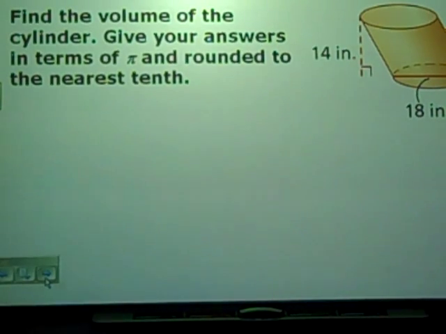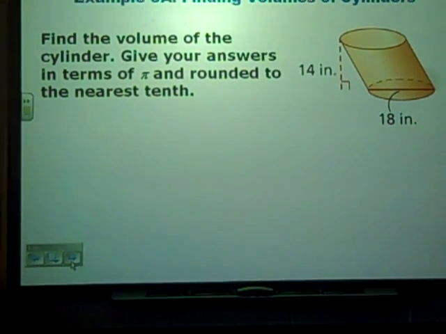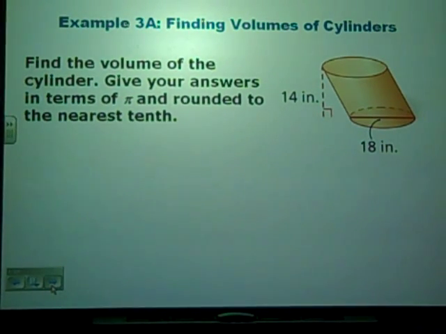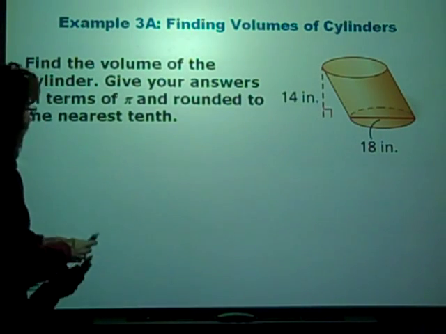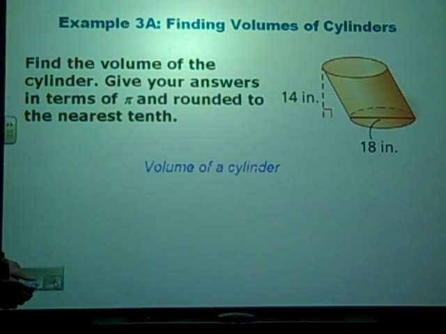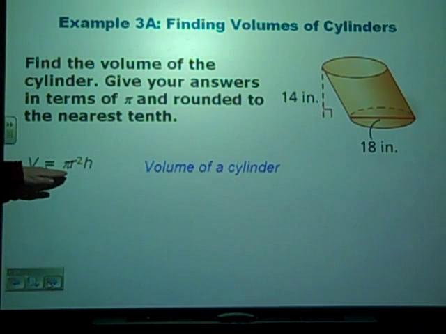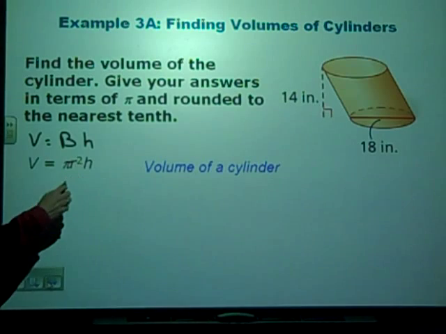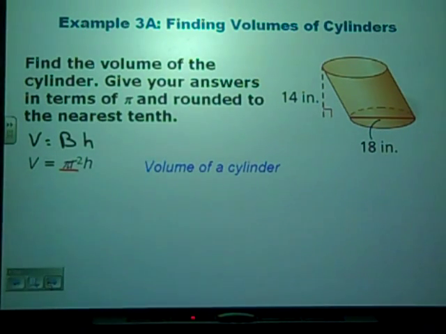Now, volume of cylinder, let's just do one of these. Nice, straightforward. It says find the volume of the cylinder and give your answer in terms of pi and then round it to the nearest tenth. So you think volume equals, write down your formula, pi r squared times height, because volume is always area of the base times height. And the area of a circle is pi r squared.